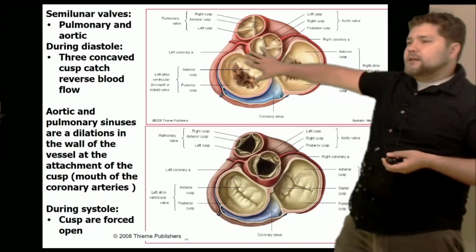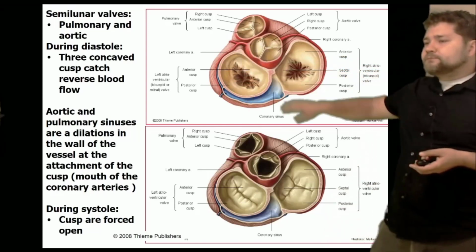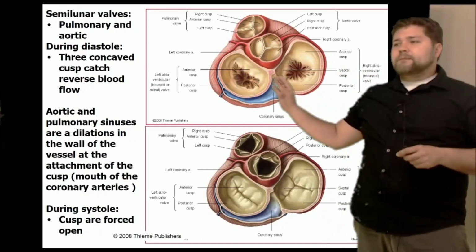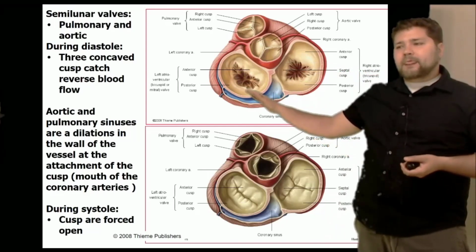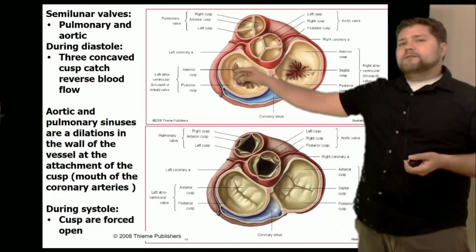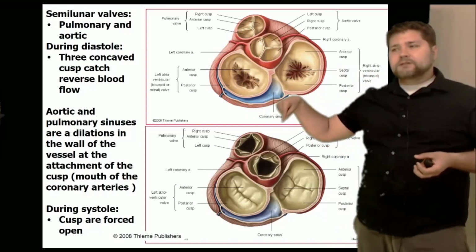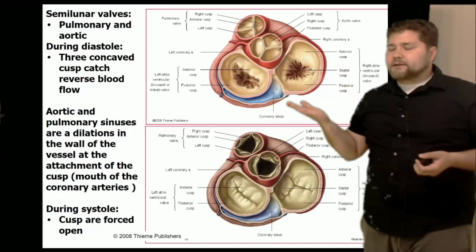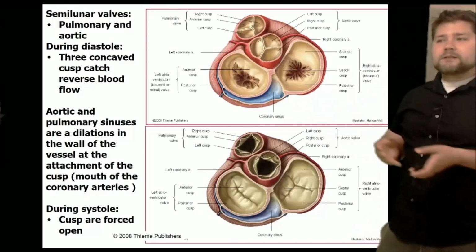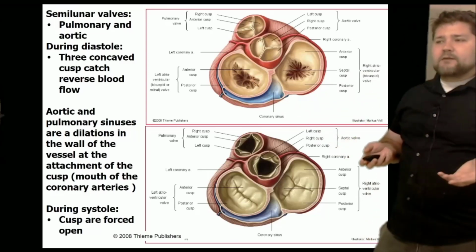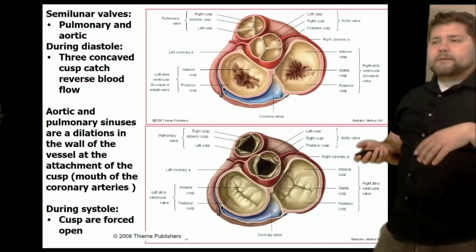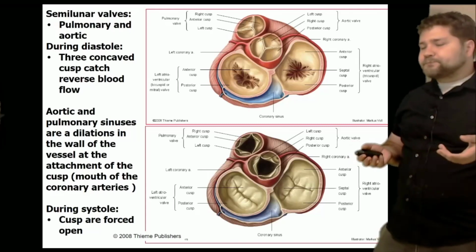So the difference between the pulmonic and the aortic is, first off, they both have a left and right cusp. The only difference is one has an anterior cusp and one has a posterior cusp. And the way I always like to remember which one has which is the aortic is going to have a posterior cusp and the pulmonary is going to have an anterior cusp.